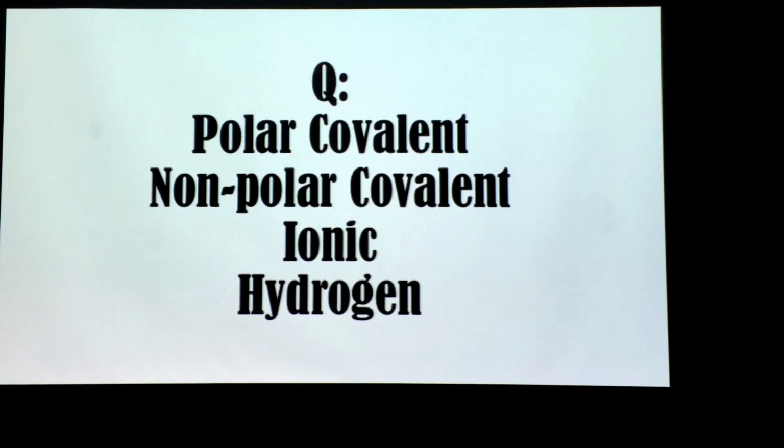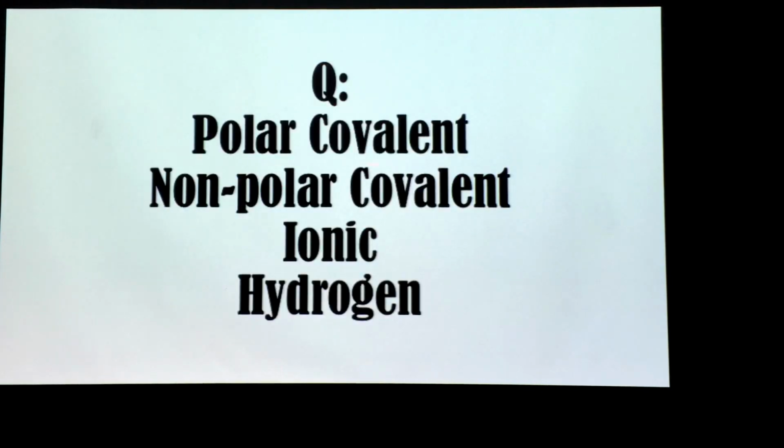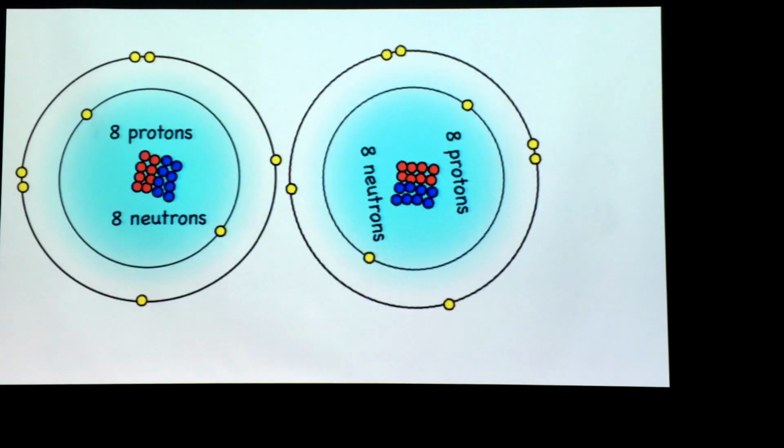Well, if we break up covalent into polar covalent and non-polar covalent, that's 2 types of covalent. We also have ionic and we also have hydrogen bonds. 4 different kinds of bonding. Well, what is happening here? We know it's covalent, but the question is, is it polar covalent or non-polar covalent? If the amount of sharing is equal, it's non-polar. How do you figure?